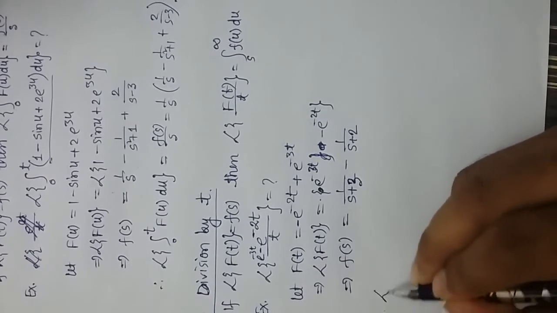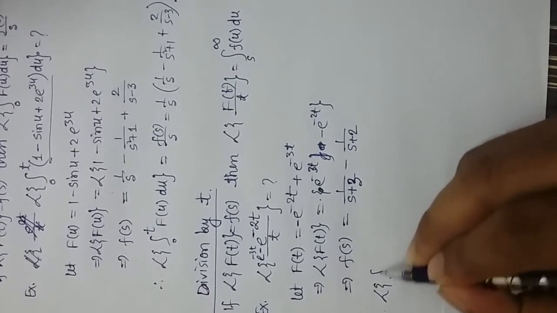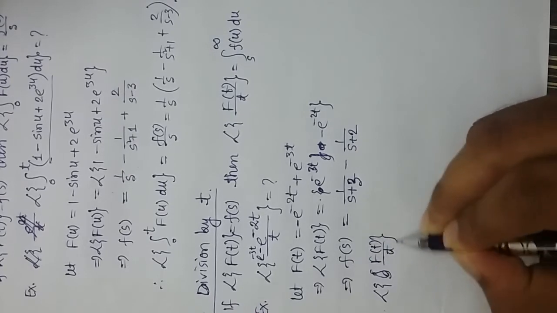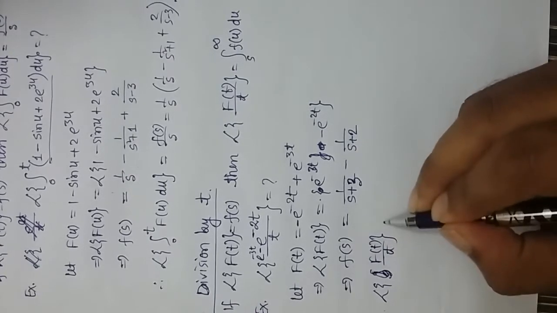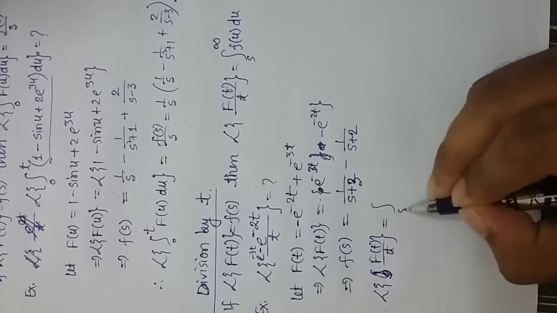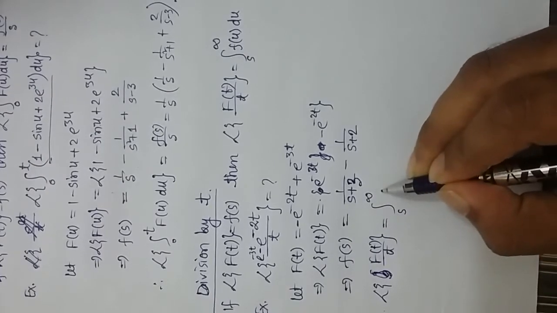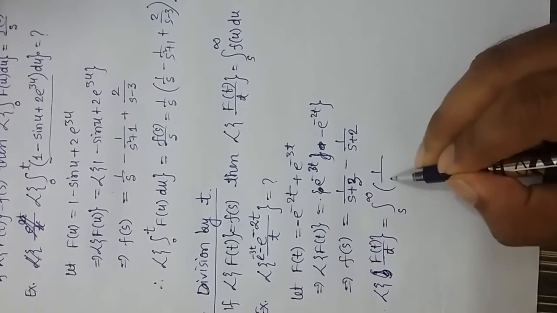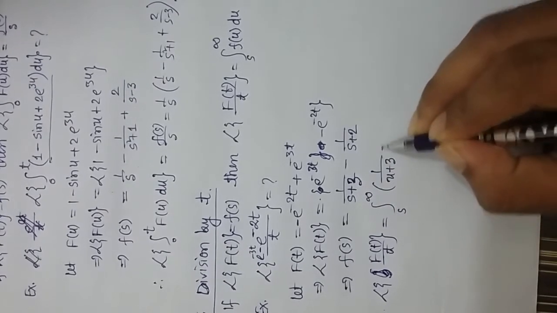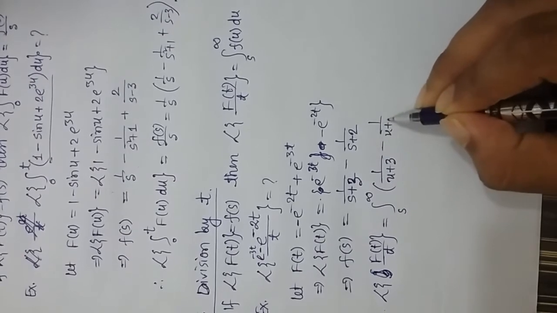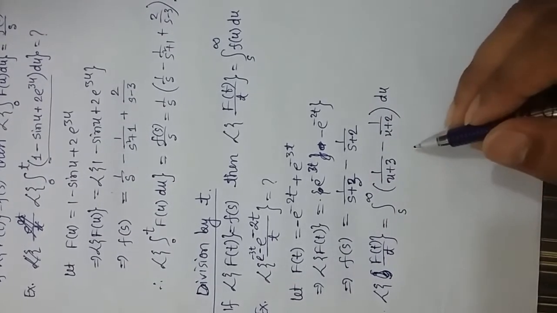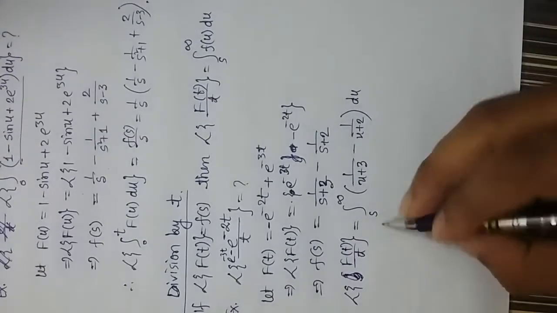So therefore the Laplace transformation of f of t by t will be the integral from s to infinity of small f of u. So we will have to write this in the form 1 by u plus 3 minus 1 by u plus 2, du. Now we'll have to evaluate this integral.